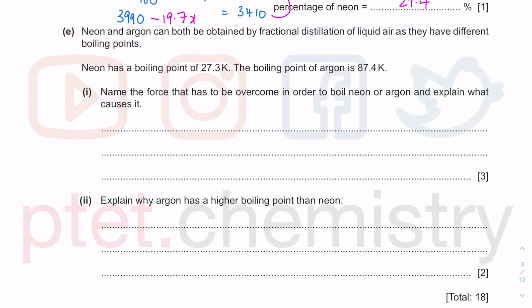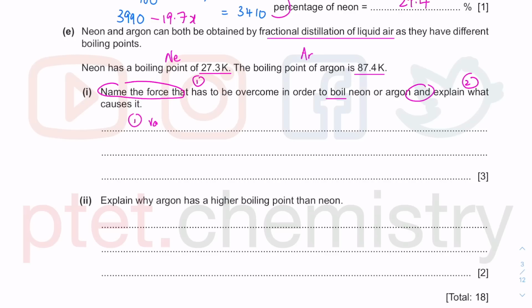So neon and argon can both be obtained by fractional distillation of liquid air, just like we could get liquid nitrogen, or we can separate nitrogen and oxygen from the air by using fractional distillation because they have different boiling points. So this neon is a noble gas that exists as single atoms. So both of them exist as single atoms. Name the force that needs to be overcome to boil, and explain what causes it.